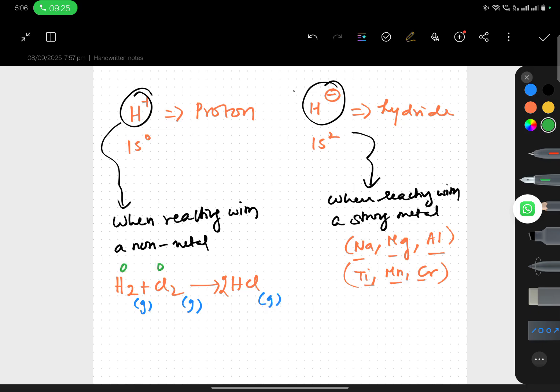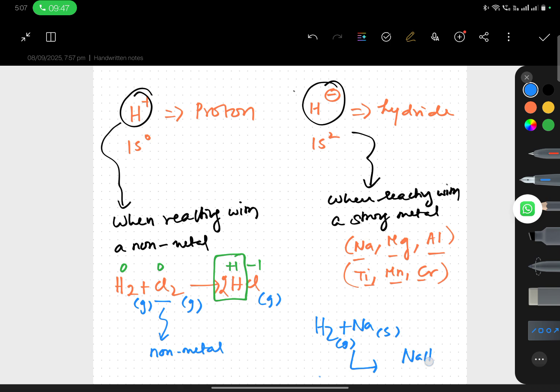Here it is in zero oxidation state, here it is in +1, -1. So here hydrogen has a +1 oxidation state because it is reacting with a non-metal called chlorine. Please make a note. So when the same hydrogen reacts with sodium metal, you'll get sodium hydride, solid, 2 times. In this case, again it's 0, here also it's 0, here it is +1 and here it is -1. So you can see hydride has formed because hydrogen is reacting with a metal. Please make a note.